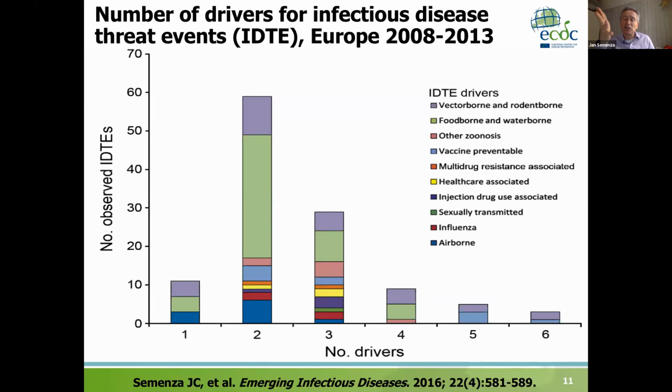So the take-home message here is that epidemic events are rarely caused by one driver, and we live in a multifactorial world, as Kris very nicely illustrated. And we plot that out here based on empirical data from the epidemic intelligence data.